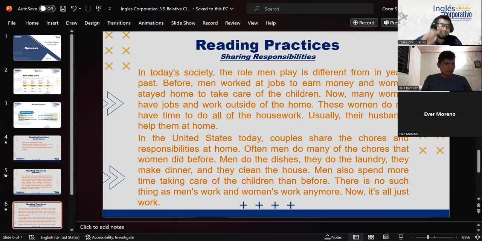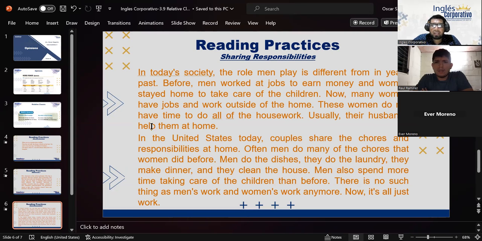Y cuando quería decir el plural, yo le agregaba la S, como la típica en español, yo decía men's. Pero eso no se puede. Man es el singular y men es el plural. Entonces, para las mujeres serían woman, woman para singular y women para el plural. Sí, sería women. So, to earn money and women stay home to take care of the children. So that's easy, right? Now many women have jobs and work outside of the home.